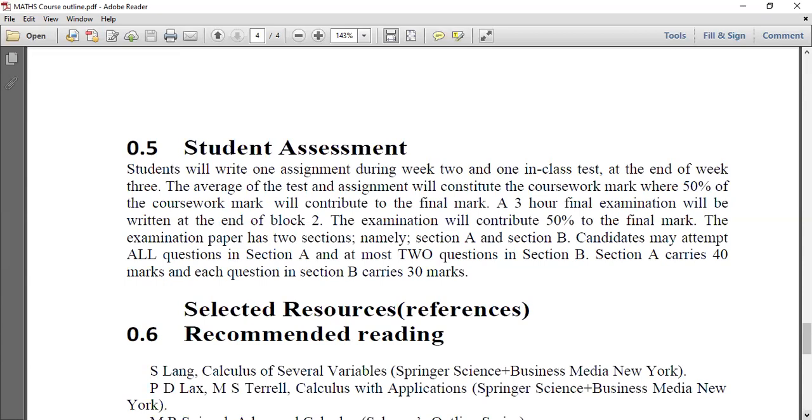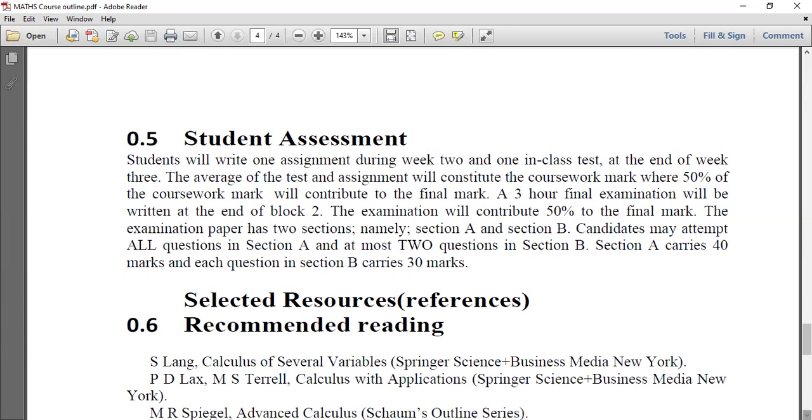I want to emphasize this: without coursework, you will not pass this module. You will not even be allowed to sit for the examination without coursework. So it's important to send me your coursework as soon as possible through my email. The coursework will contribute 50%, and the examination will contribute another 50%.